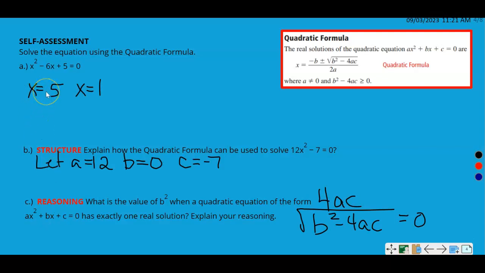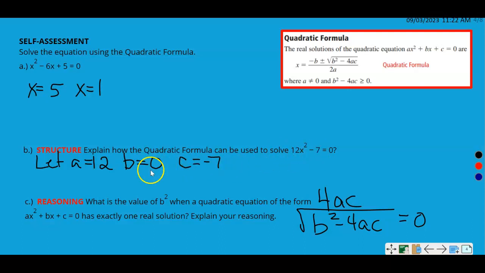All right, A part has two solutions, x equals 5 and x equals 1. So you would do the same thing as we've done in the previous two examples. Identify A, B, and C, plug it into the quadratic formula, which is right here, and solve. All right, B part, explain how the quadratic formula can be used to solve 12x squared minus 7 equals 0. Since there's no linear term, that means B is 0. So A equals 12, B equals 0, C equals -7.